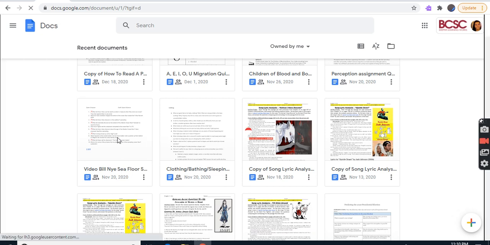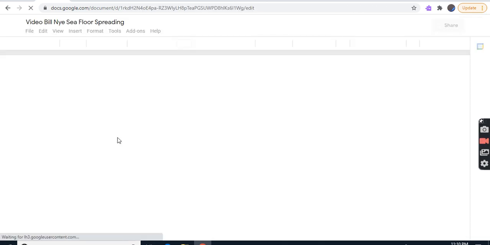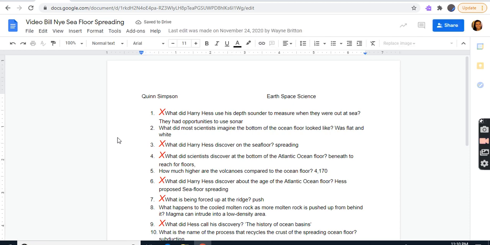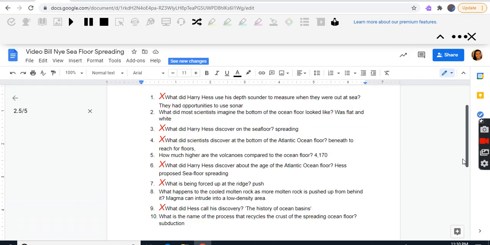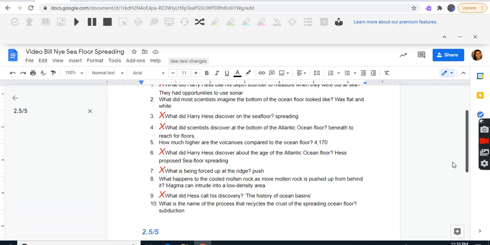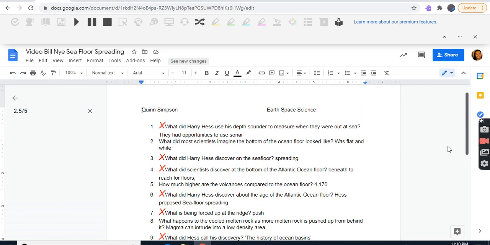Let's do the Bill Nye seafloor spreading. So he put like 1, 2, 3, 4, 5, 6, which is 2.5 out of 5. Alright, let's read some of those.